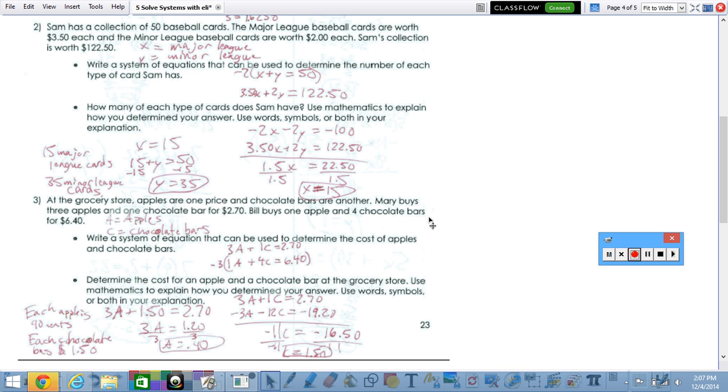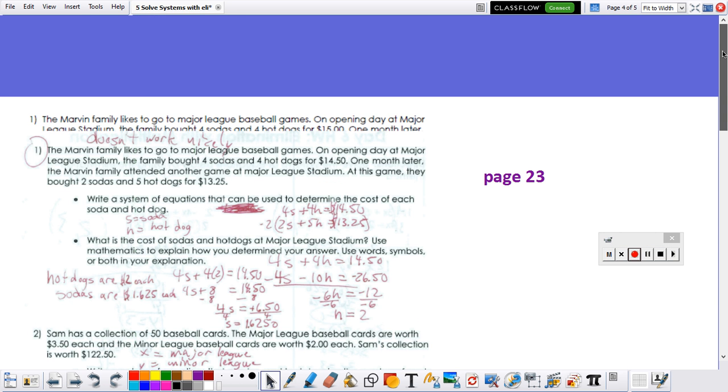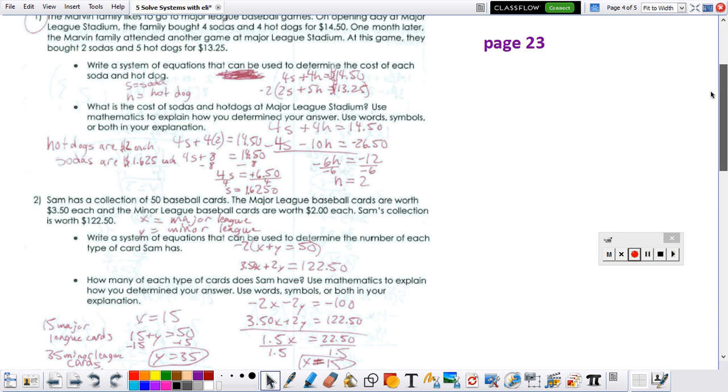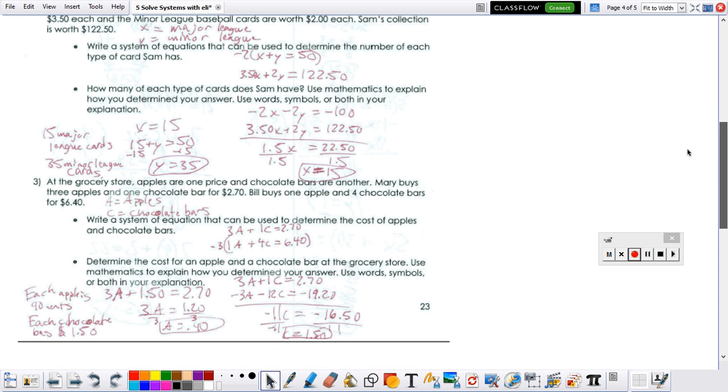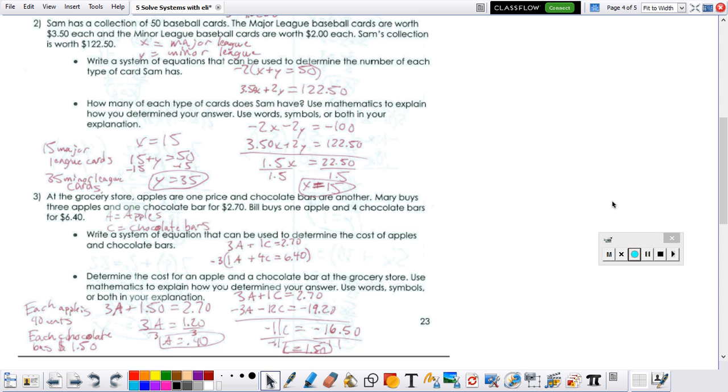Okay, so here are the answers to number 2 and number 3 on page 23. I don't have the answer to the first one. Or not page 23, sorry. It's page 23. So there's the answers to 2 and 3. Again, homework tonight is page 24.